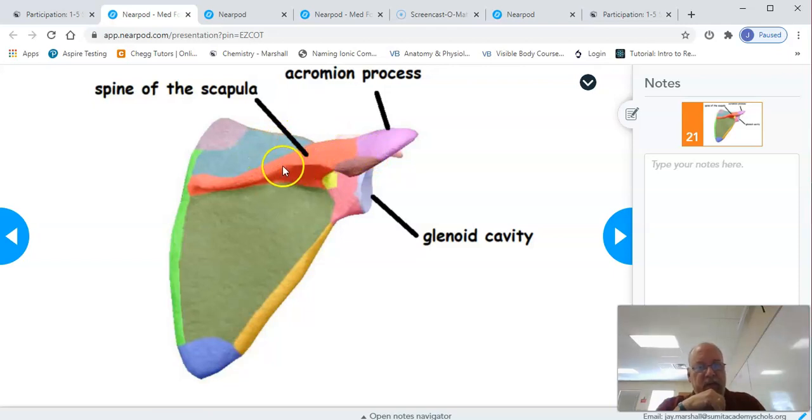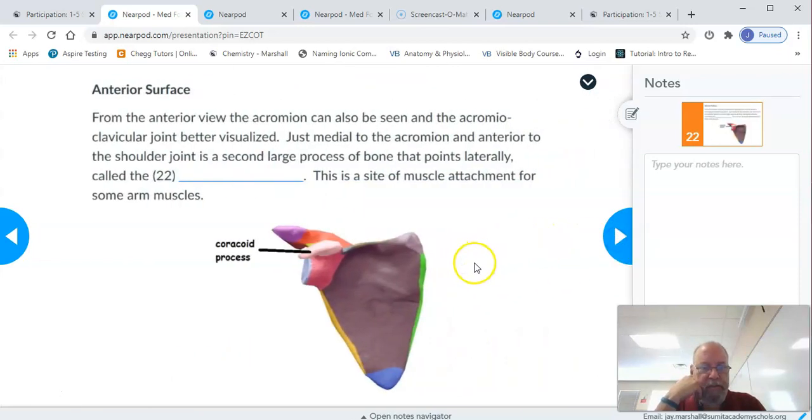Okay, so we can see here the spine of the scapula, and again you can see how it looks like somebody could just kind of reach out and grab a hold of that and yank on it in an upward or downward direction. And we have the acromion process that arches up and over the glenoid cavity here, and you can see how shallow that glenoid cavity is, and that would end up being fairly unstable.